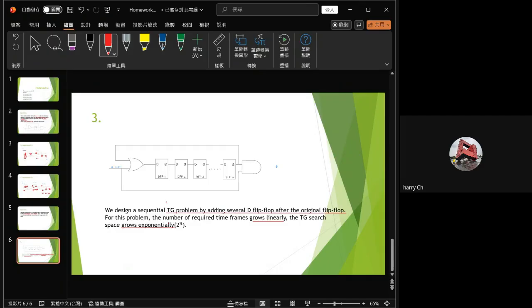So this example lets us know that it is difficult to do this circuit.